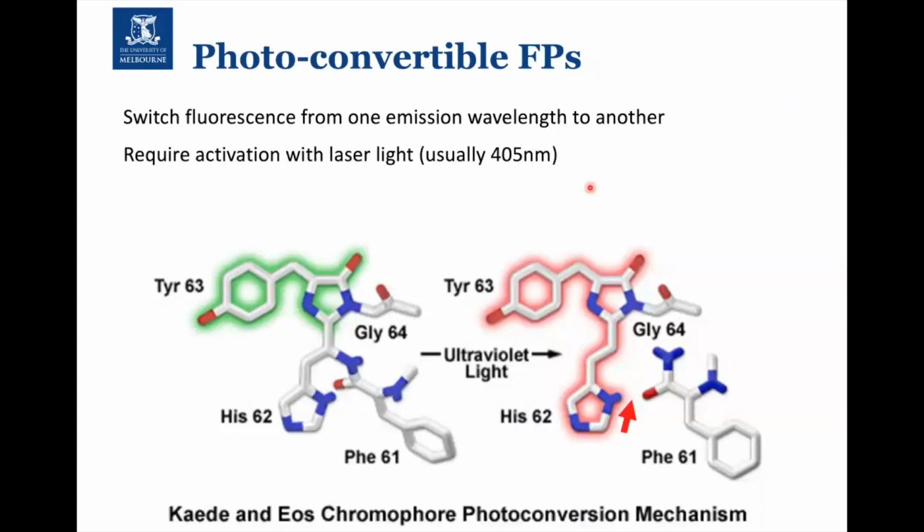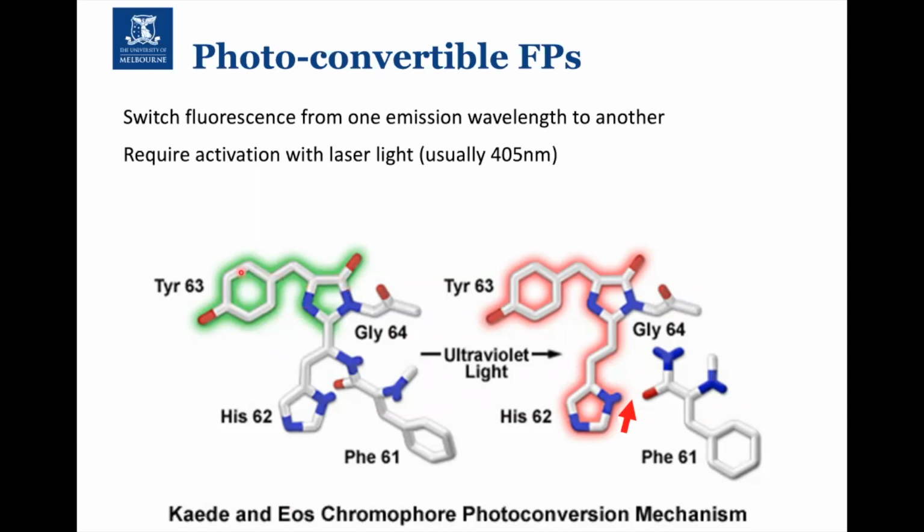In terms of photoconvertible fluorescent proteins, these are molecules which can switch fluorescence from one emission wavelength to another. And these normally require activation, usually with something like a 405 nanometer laser. So in this case, these are examples. So EOS, MEOS is a protein which is regularly used for this. Again, the fluorophores forming from the amino acids within the sequence.